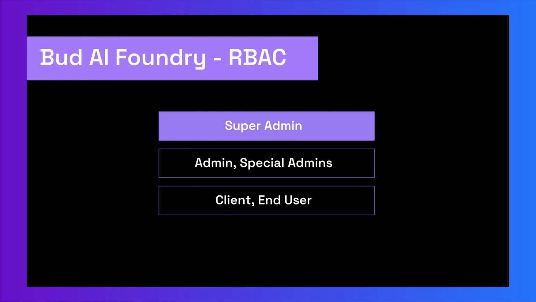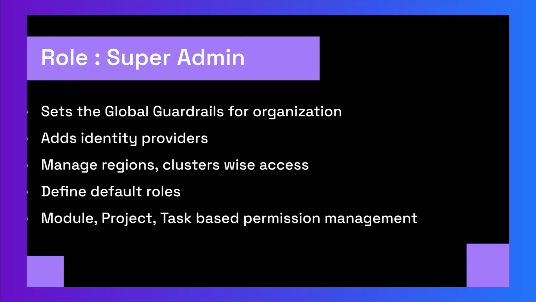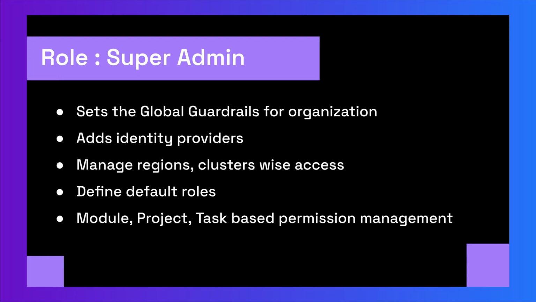At the top of the hierarchy is the super admin. This role sets the global guardrails for your organization, deciding things like which identity providers are connected, which regions or clusters can be used, what the default roles are, and who has permission to manage infrastructure, models, evaluations, and APIs.